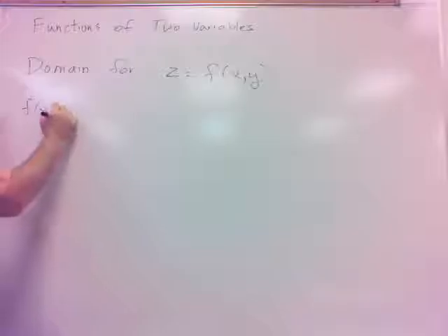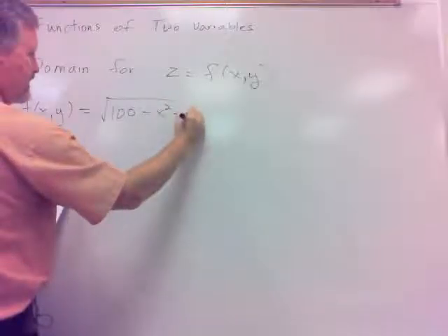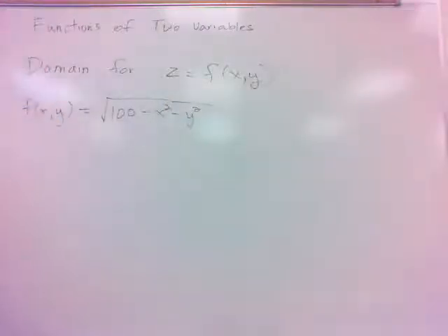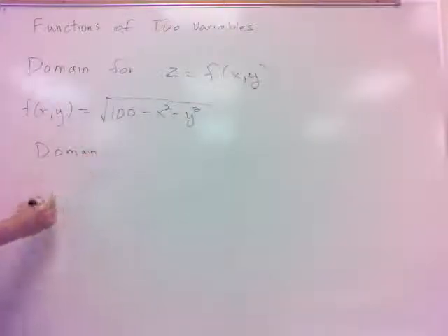Let's say f of x, y is the square root of 100 minus x squared minus y squared. And so really, we're just looking at the same restrictions we've always had. Can't have denominator 0, and so you have to throw those out. And in this case, we've got a square root, and you can't have the square root of a negative number. So when you're talking about the domain of something involving a square root, the inside part has to be something greater than or equal to 0.